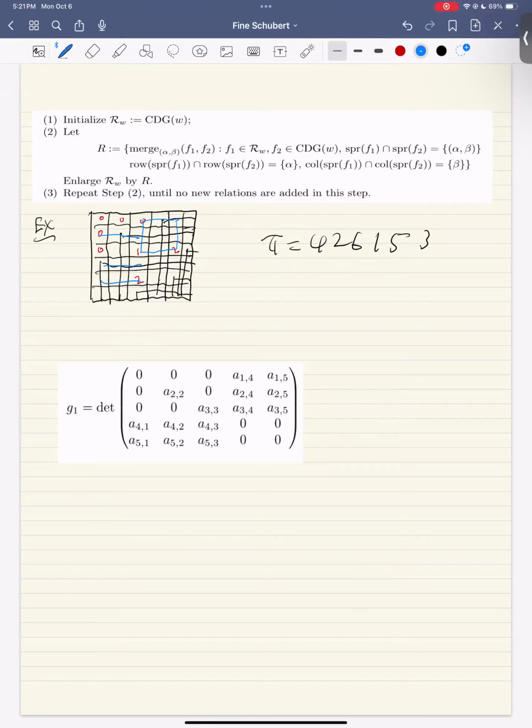The spreads of these two intersect in exactly one square, exactly this square, and they share exactly this row in common and exactly this column in common. There are no other rows or columns in common. And then when you merge them, what you get is this polynomial. Okay.